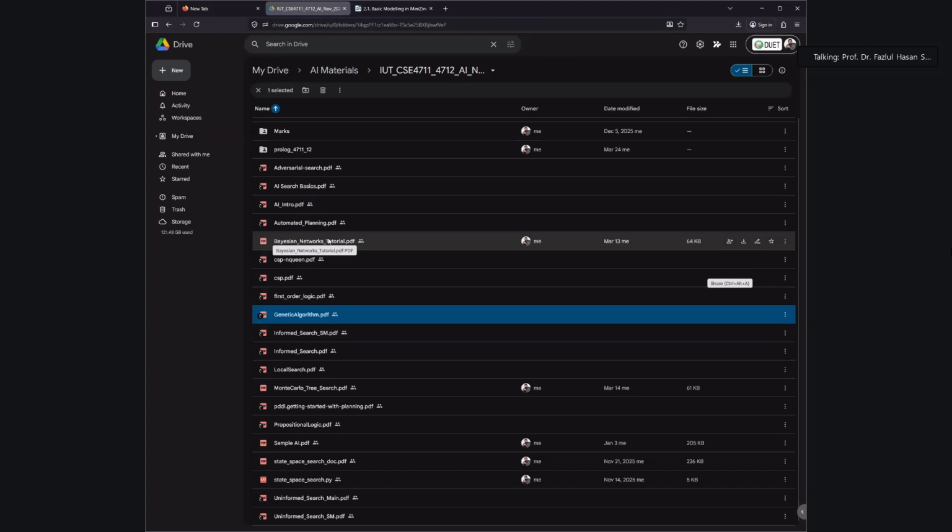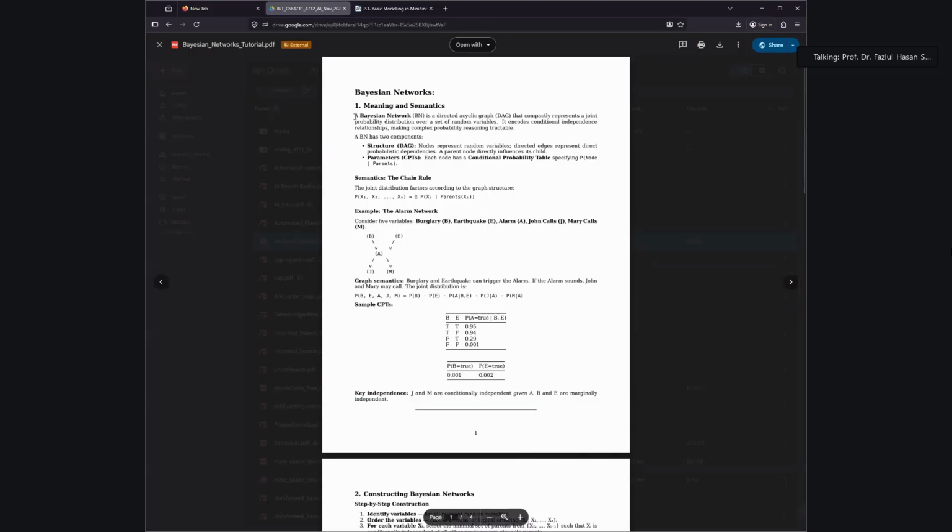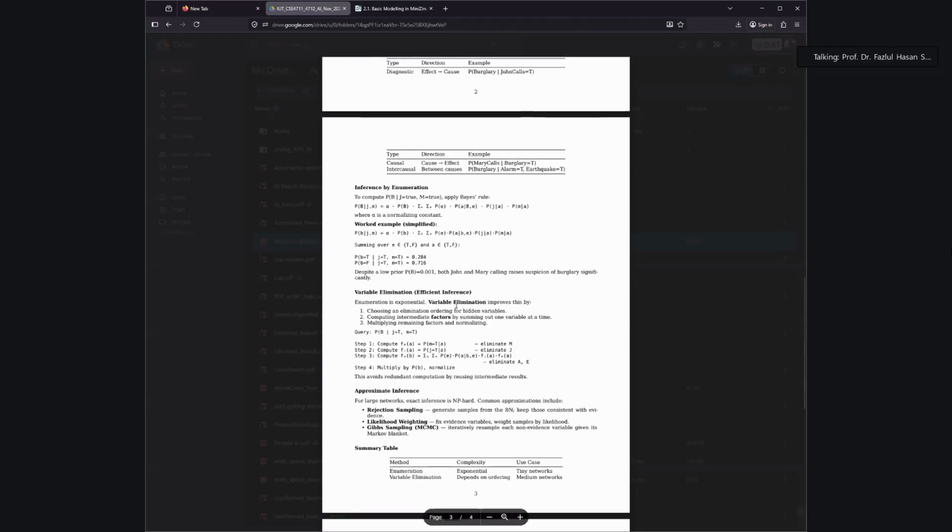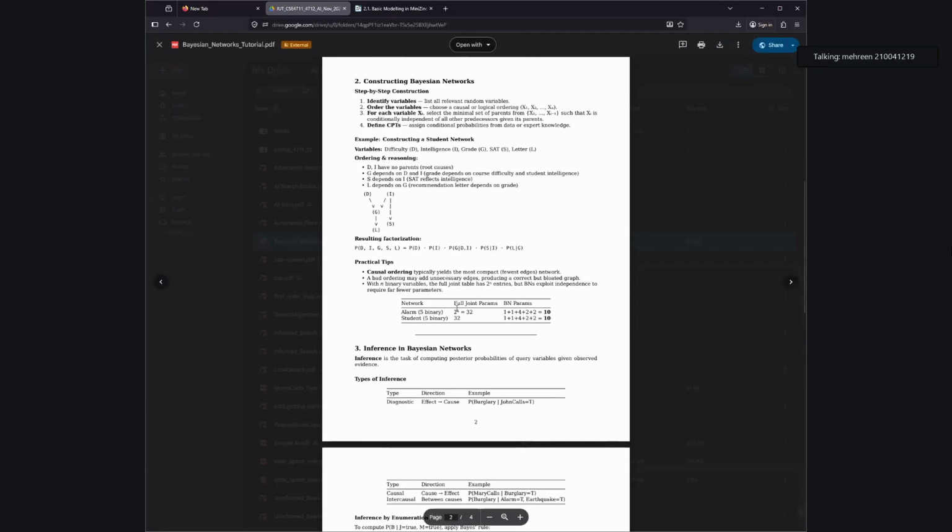And lastly, the Bayesian network again. Can anyone tell me, is it covered by your Mahbub sir in this semester? Sir, not exactly, but the probability basics were covered. Like we did similar problems, but not exactly Bayesian belief networks. No, sir, we didn't cover exactly Bayesian networks.